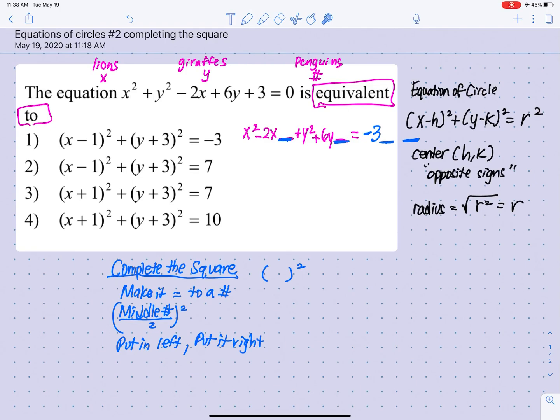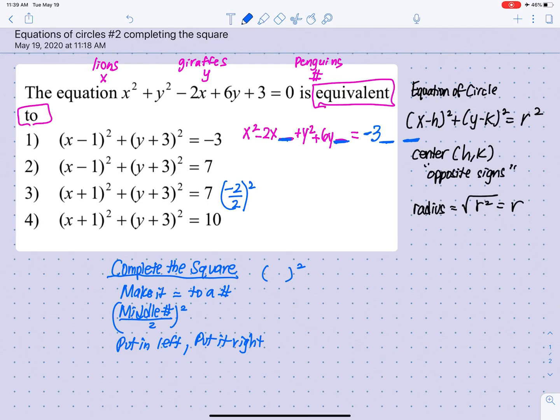Now the next part, middle number. When I say middle number, it's the lions group's middle number and the giraffes group's middle number. For right now, let's look at the lion group. This is 1, 2, 3 things. The middle number is negative 2. So what we have is middle number, divide by 2, square it. So the rule was complete the square, make it equal to a number. Middle number, divide by 2, square it. That's the first one here.